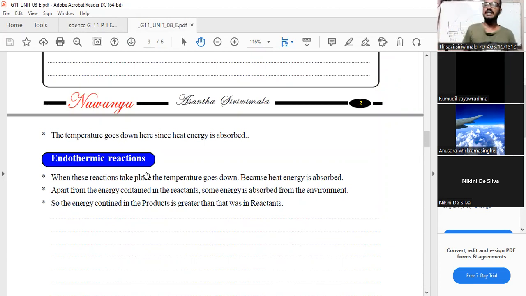So these kinds of reactions are called endothermic reactions. The reactions that happen when heat energy is absorbed. When these reactions take place, the temperature goes down because heat energy is absorbed. Apart from the energy contained in the reactants, some energy is absorbed from the environment. So the energy contained in the products is greater than that in the reactants.